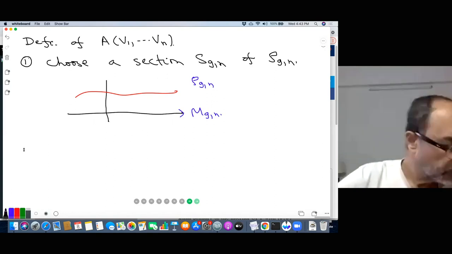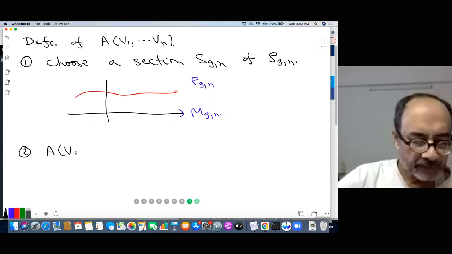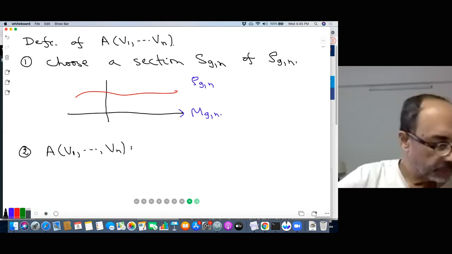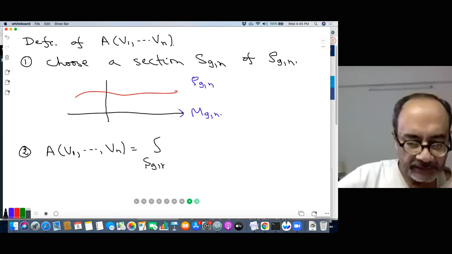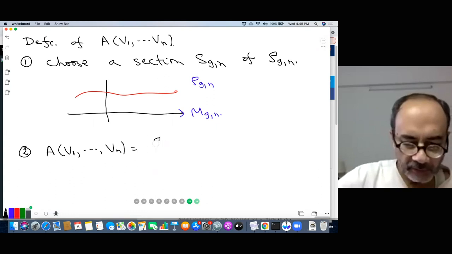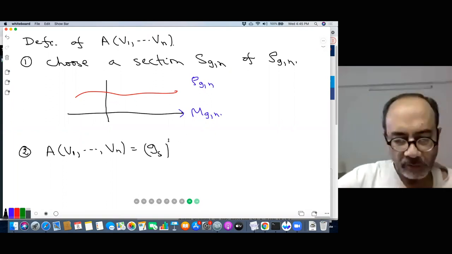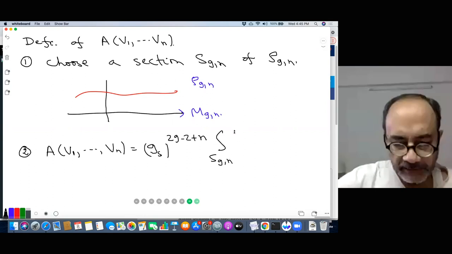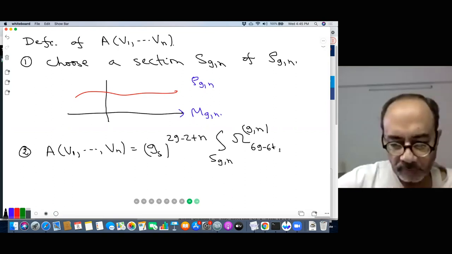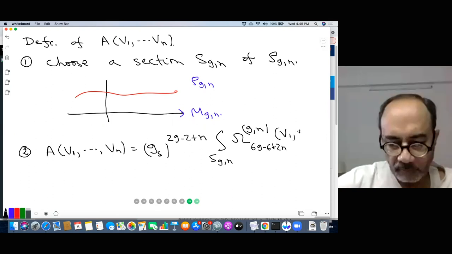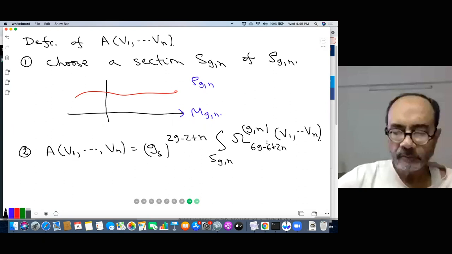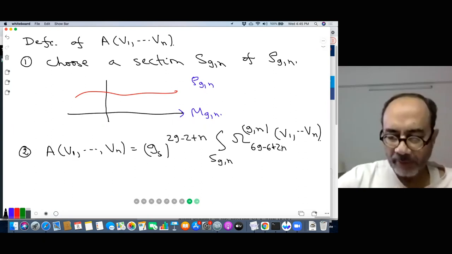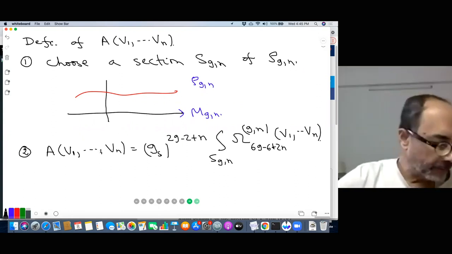Now the definition of A. So A(V1 to Vn) is the integral over S_gn. Maybe I should write down the coupling constant first. There is a string coupling constant g_s that I'm going to introduce, an arbitrary dimensionless constant, g_s to the power 2g minus 2 plus n, times the integral over S_gn of omega_gn. So it's the general p-form: you take the 6g minus 6 plus 2n form and you integrate over this section. That's the definition of the amplitude.